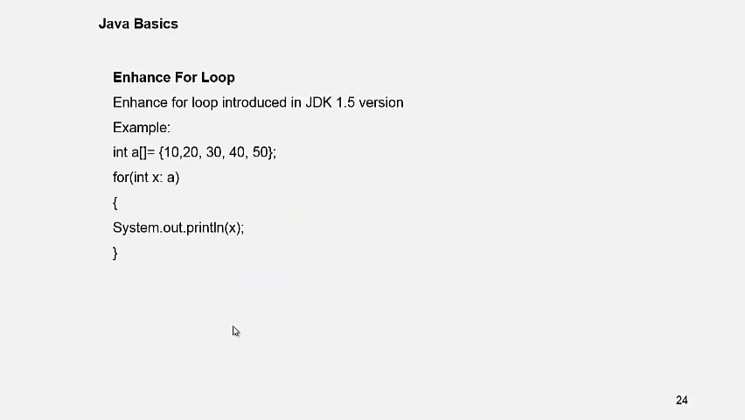And this is the enhanced for loop, introduced after JDK 1.5. This is the example: int a equals 10, 20, 30, and we have used just int x : a. We don't need to know the length of the array. We just use a variable x, iterate over the array and get each value. This is the enhanced for loop we'll be using in the next lectures. It's a very important loop which is being used in the industry. So this is for today.